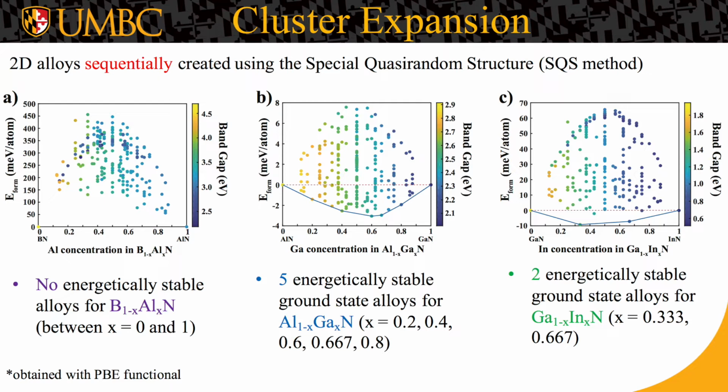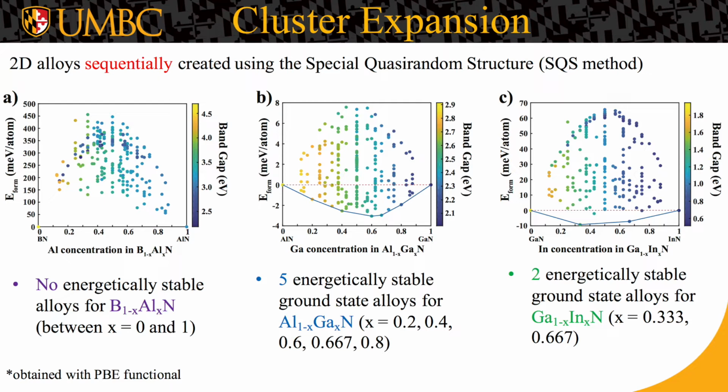These plots depict the calculated formation energies as a function of alloying concentration for three different alloy series we considered: boron aluminum nitride, aluminum gallium nitride, and gallium indium nitride. Each data point represents a different random structure created, and the color axis represents the band gap calculated with PBE. The criterion for energetic stability at T equals 0 is the structure lying along the convex hull, which is the blue line at the bottom of each plot.